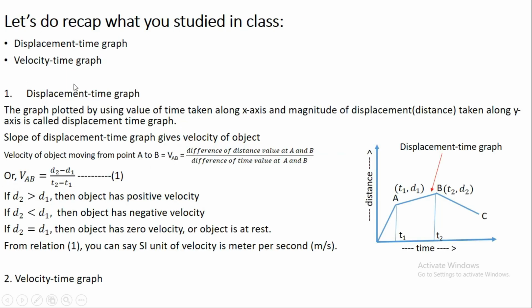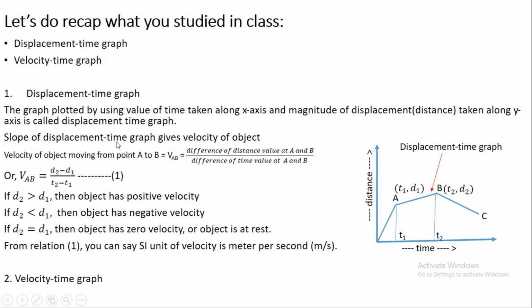the displacement time graph. In motion, you have to study two types of graph, that is the displacement time graph and the velocity time graph. First, let's discuss the displacement time graph. What does it mean? In the figure you can see there is time on the x-axis or horizontal axis, and distance on the y-axis or vertical axis. The displacement time graph is written here, and it indicates the graph A, B, and C.